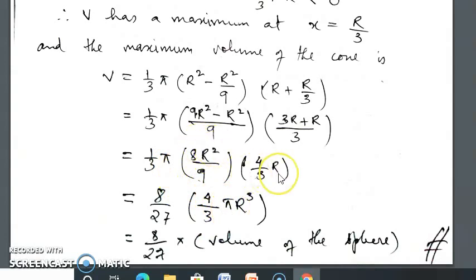r square and r will give you r cube. So what we get from that is the answer. That means the volume is 8 by 27 times the volume of the sphere, because the volume of the sphere, which you have known from school level, is 4 by 3 pi r cube. So we have got the answer. We have proved the maximum volume, and also that the volume is 8 by 27 times the volume of the sphere. So up to that much will be the answer.